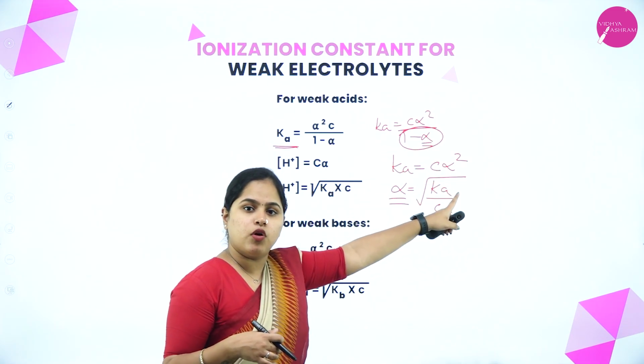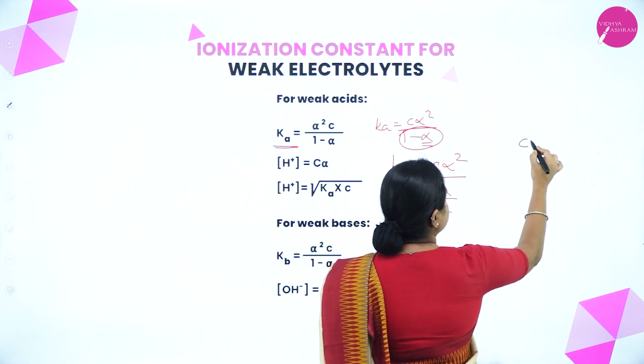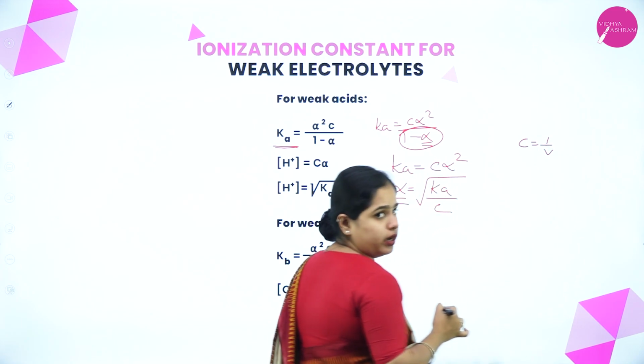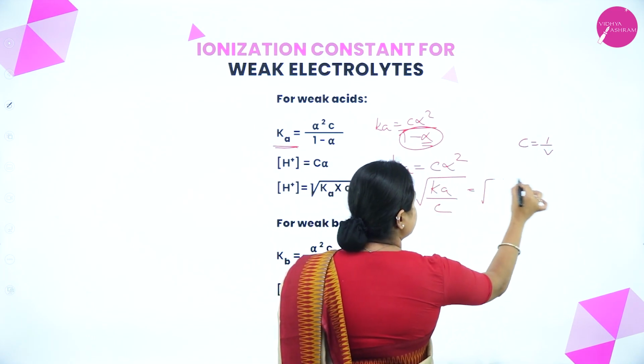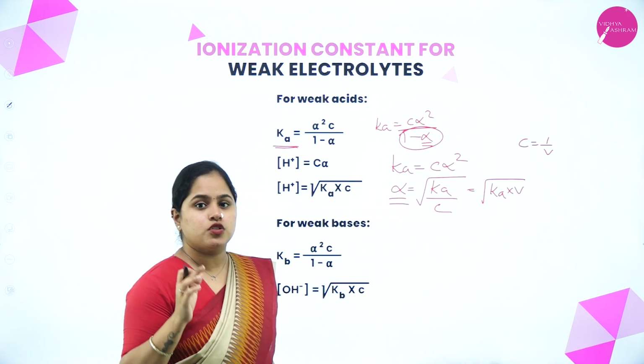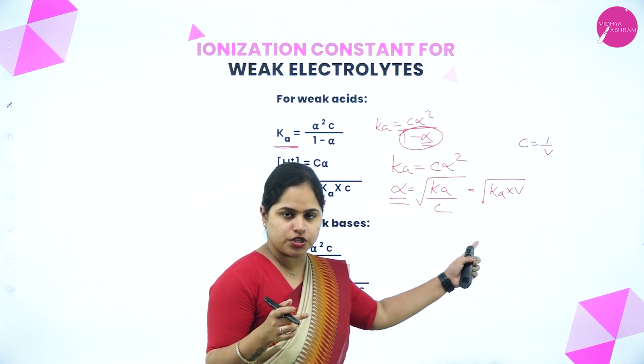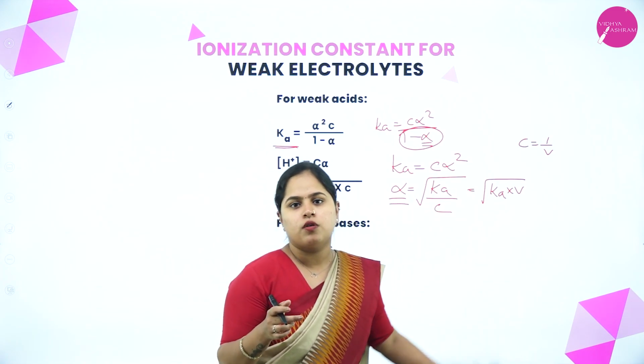So alpha will be what? It is the root of Ka by C. We also know that concentration is inversely proportional to volume. So we can also write this equation as the root of Ka into V. Either way we can write this equation. So what do you have to remember? The degree of dissociation is inversely proportional to the concentration and directly proportional to the volume, right?